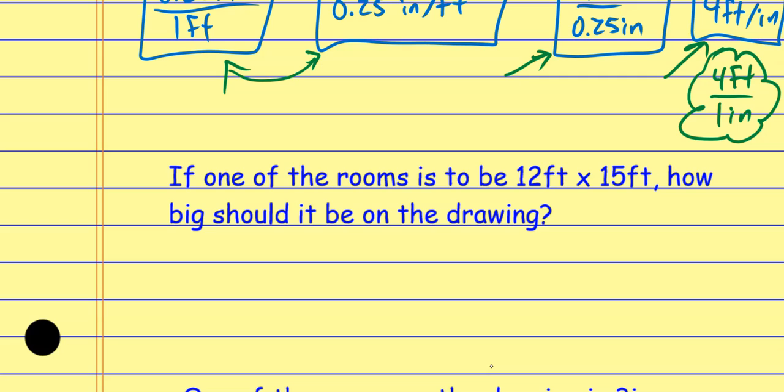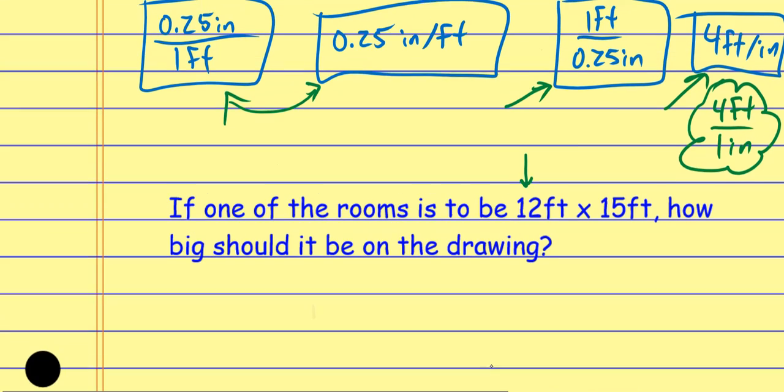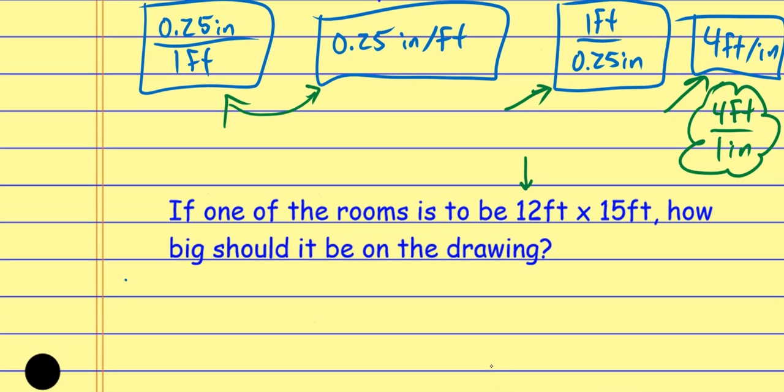Now, using that ratio, it says if one of the rooms is supposed to be 12 feet by 15 feet, how big should it be on the drawing? And so I just have to convert each of these. I have to do one of these at a time. Maybe I'll start with something like the 12, okay? And so I could take any one of the ratios that I did up here. Like if I took the first one, it would be 0.25, and that's inches over 1 foot.